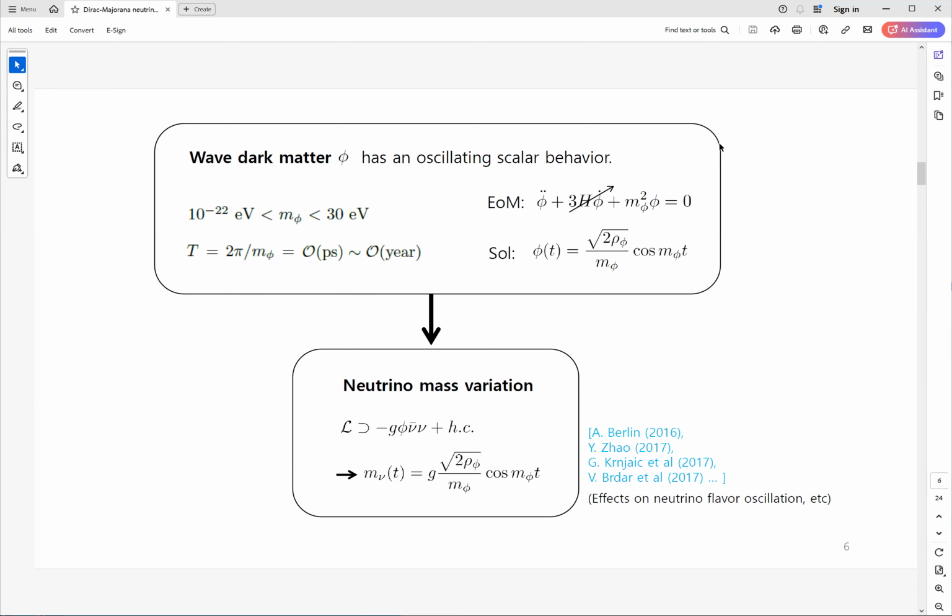If we consider spatial homogeneity of the scalar field in the expanding universe with a quadratic potential, the equation of motion for the scalar field follows. In the present time, the Hubble friction term is extremely small compared to the wave dark matter mass, so the solution is given by the oscillating scalar field. If we consider an interaction between the wave dark matter and the neutrino, then the neutrino mass varies. There are several works researching the effects of such neutrino mass variations on neutrino oscillations.